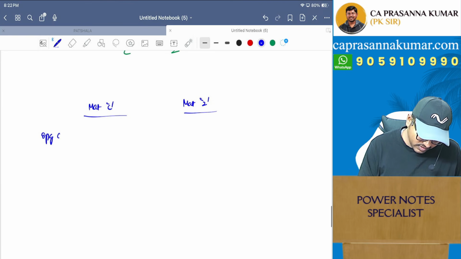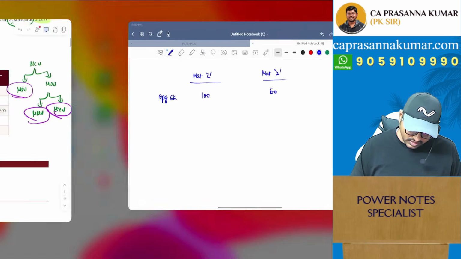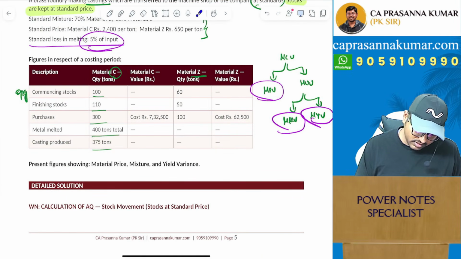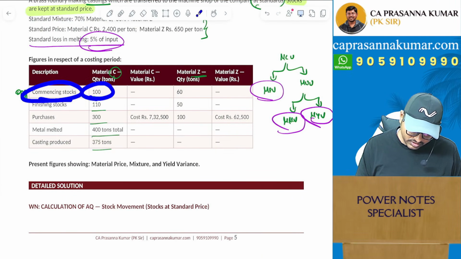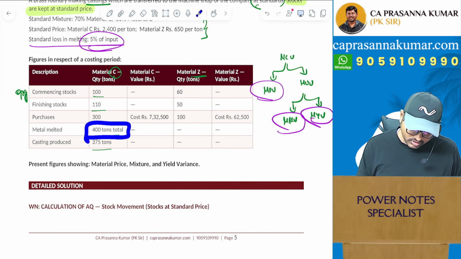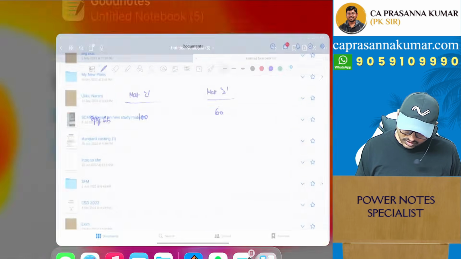Opening stock is given. Yes, sir. 100, 60. It is there in the question. I'm not picking the numbers out of somewhere. Commencing stock, opening stock, 100, 60. Purchases is also given. Consumption is also given. Got it? Now, see here.